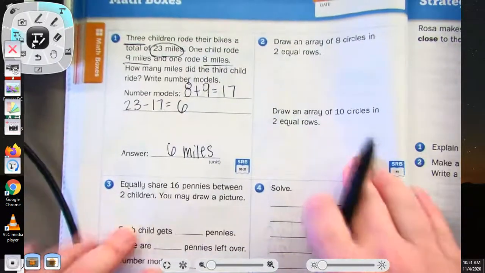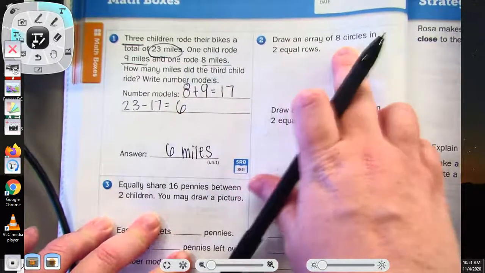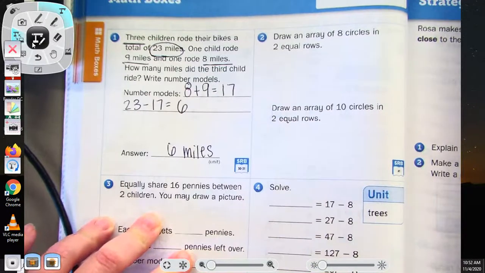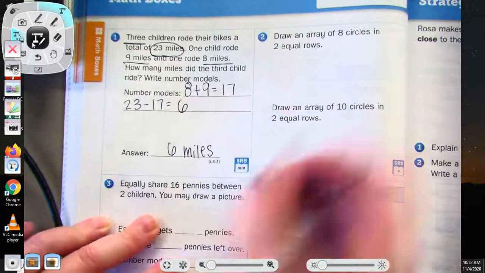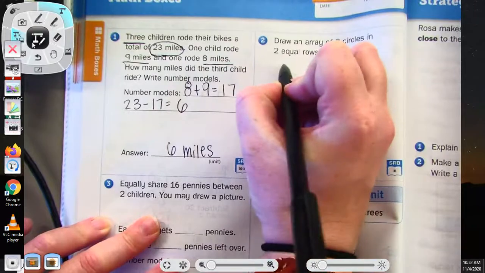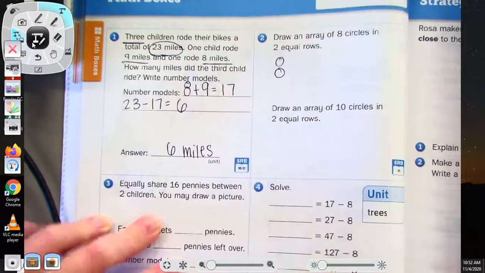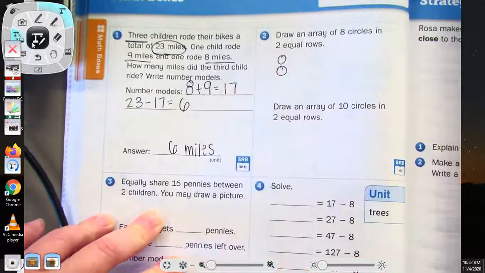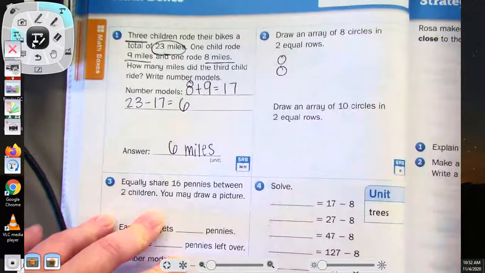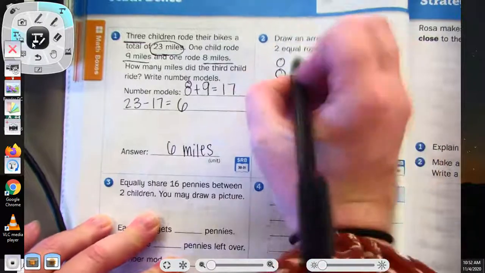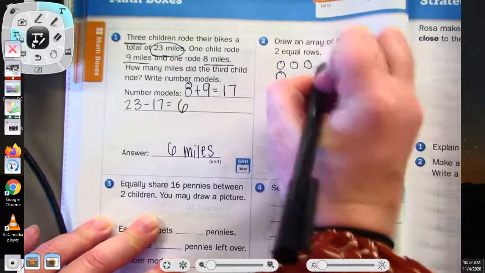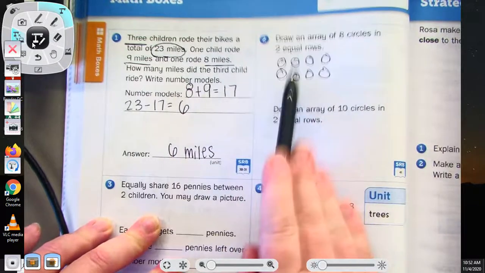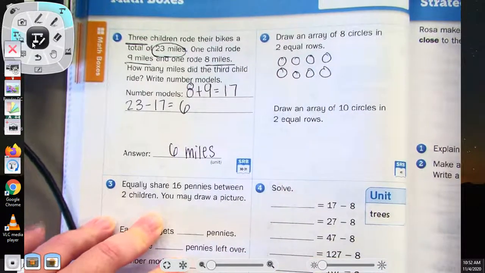Number 2 says draw an array of 8 circles in 2 equal rows. So if I have 2 rows like that, how many would be in each row if we have 8 circles total? There would be 4 in each row. So then you look at it and you count them. 2, 4, 6, 8. That's what my array would look like.